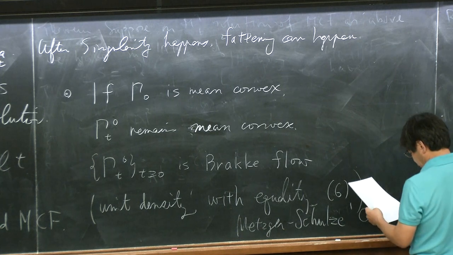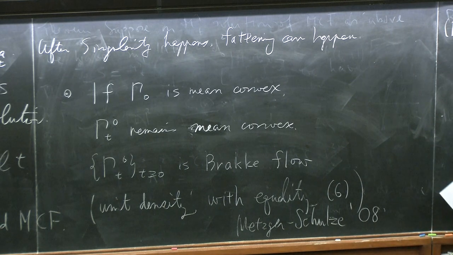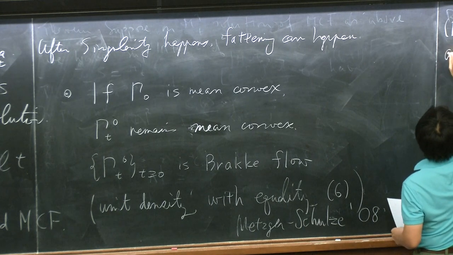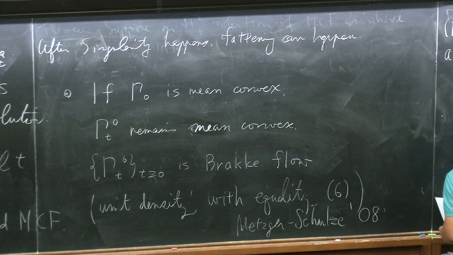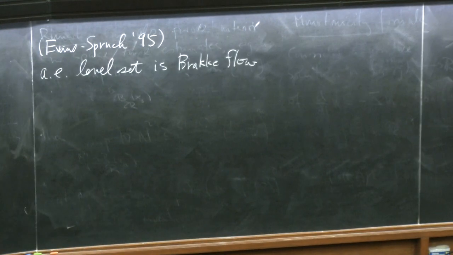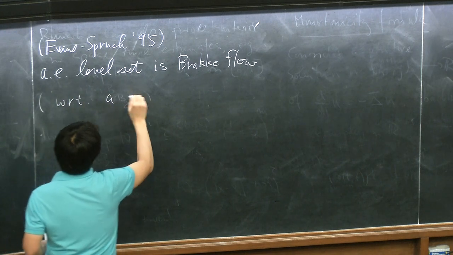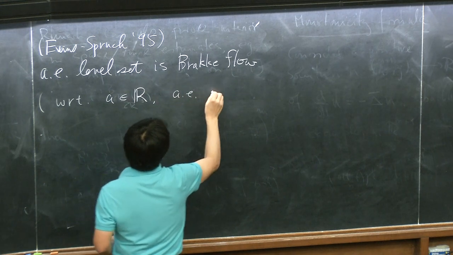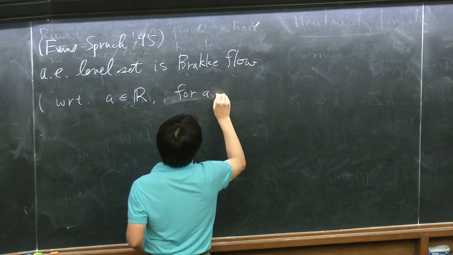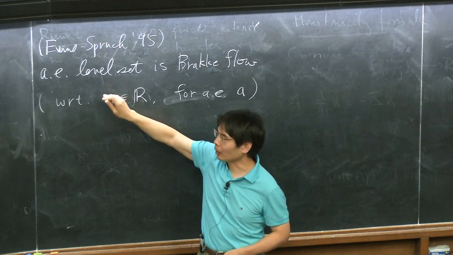And also the other nice result known is by Evans and Spruck, in '95, I think, that, in fact, almost all level sets are Brakke flows. That's also known. But what this means is that almost all means with respect to this A, height, okay? So maybe not all level sets are Brakke flows, but almost all level sets at least are Brakke flows. So for almost every A, it's a Brakke flow. And also this is a unit density flow too. Okay, not only Brakke flow, but a unit density flow.